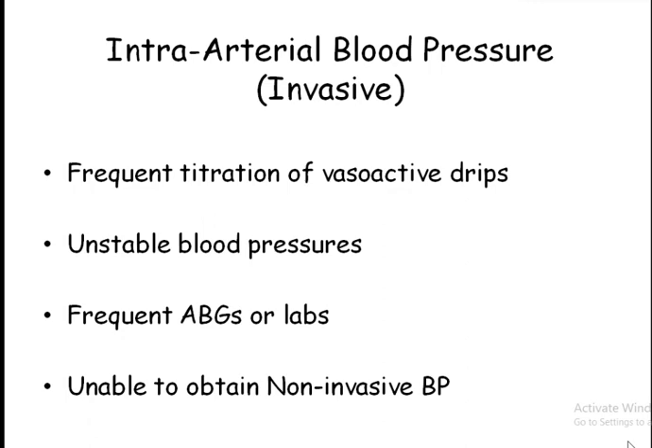Second, if the patient has unstable blood pressure. Third, if you require frequent ABGs: the patient is really sick, lying on a ventilator, multiple vasopressors are going on, the patient is on CRRT, and you require multiple ABGs, frequent testing. For other testing you can use CVP, obviously central lines, but for arterial samples, this can help.